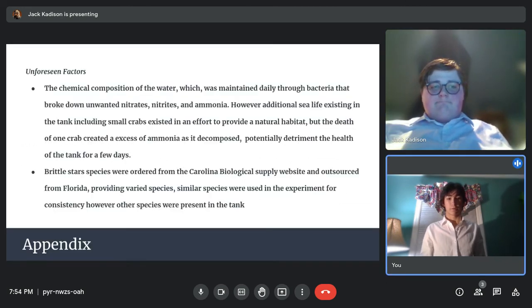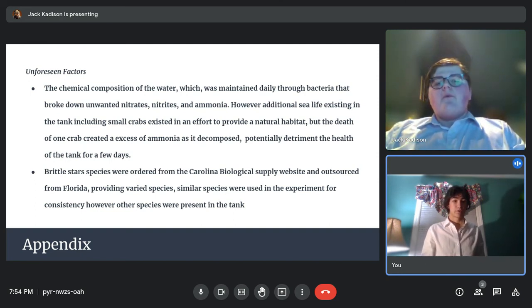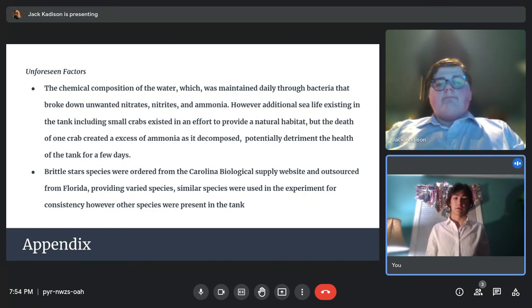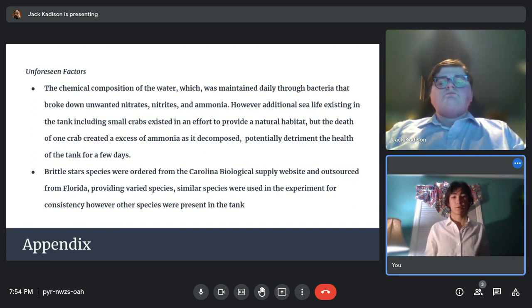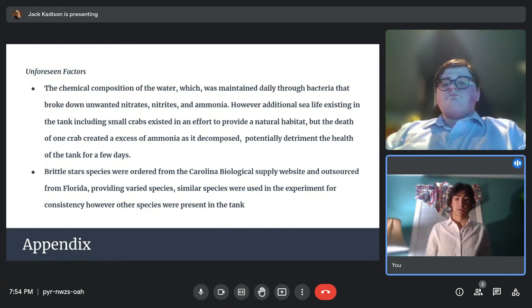Following through with the lysing methods might produce more cumulative data that can point to the specific element that's responsible for the inhibition of regeneration in the brittle stars. There are also additional unforeseen factors in our experiment, such as the chemical composition of the water, which was maintained throughout the chemical tests that we did, and concentrated bacteria that broke down the unwanted byproducts and nitrates of the tank's natural ecosystem.